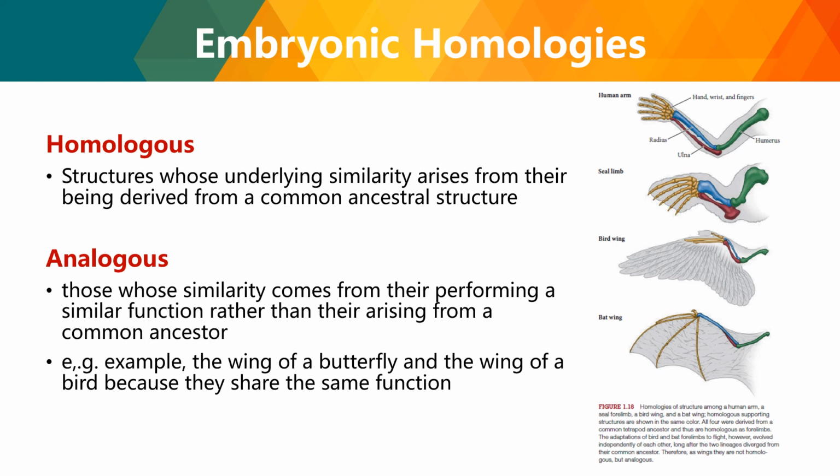On the other hand, when you say analogous, those are structures whose similarity comes from their performing a similar function rather than their arising from a common ancestor. So for example, the wing of a butterfly and the wing of a bird are analogous with each other because they share a similar function for flying. Okay?